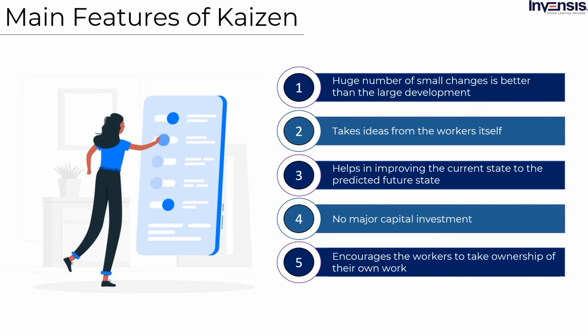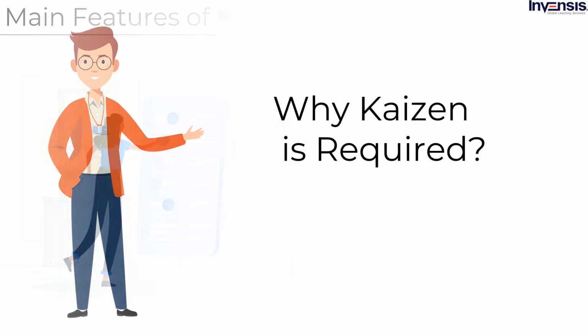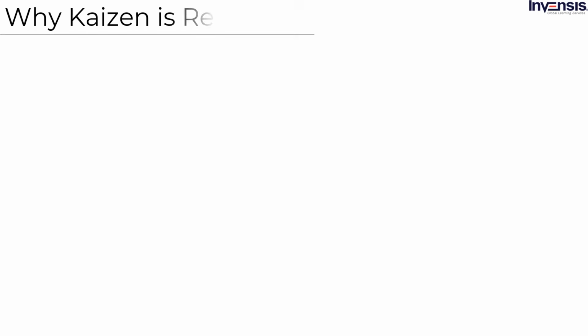Lastly, as Kaizen involves each and every employee of the organization, it encourages the workers to take ownership of their own work and can help them in team working, thereby improving worker motivation. After understanding the features of Kaizen, let us dive into the topic of why Kaizen is required. Why Kaizen? Kaizen is an approach to creating continuous improvements.